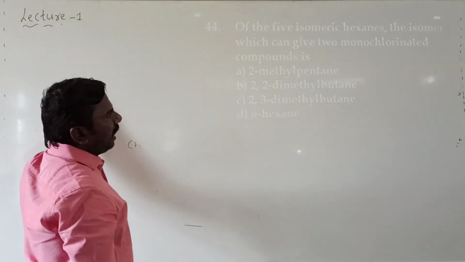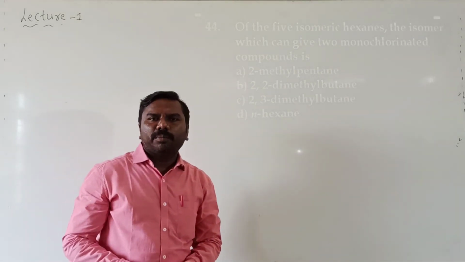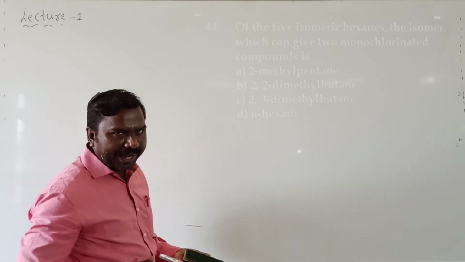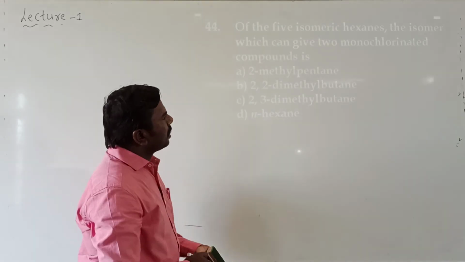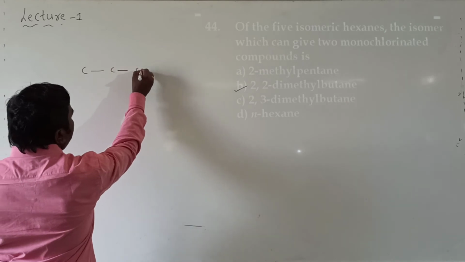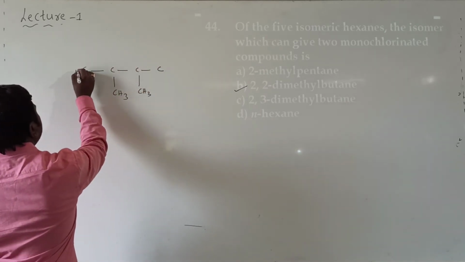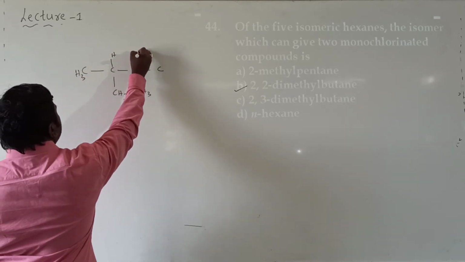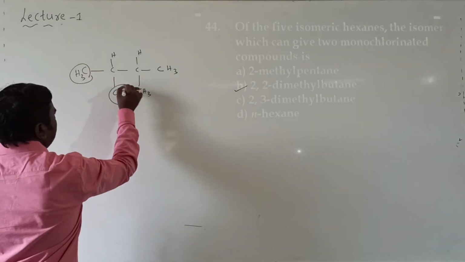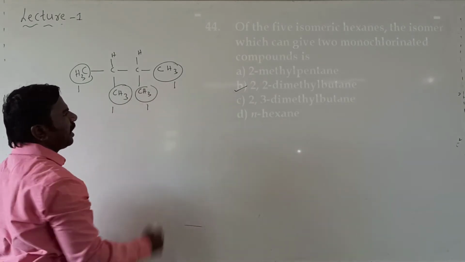Of the 5 isomeric hexanes, the isomer which gives 2 monochlorinated products. It means 2 different types of hydrogens are present, which you have to identify by taking their structures. So I am taking 2,2-dimethylbutane. In the second position, the CH3s are all identical, that's why all are under the same category.